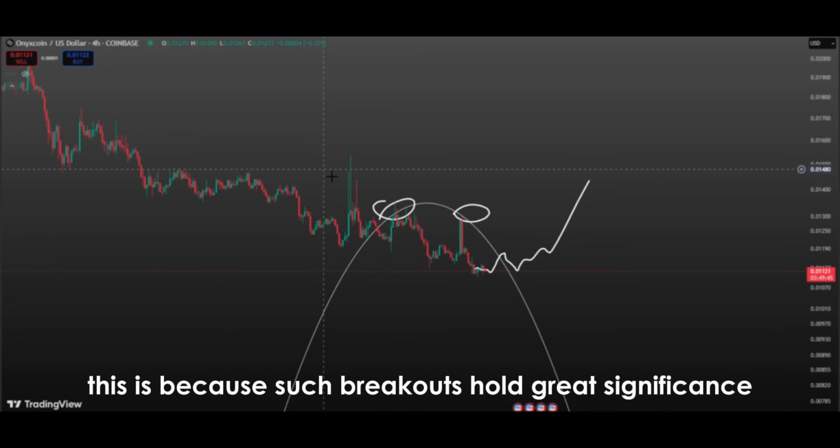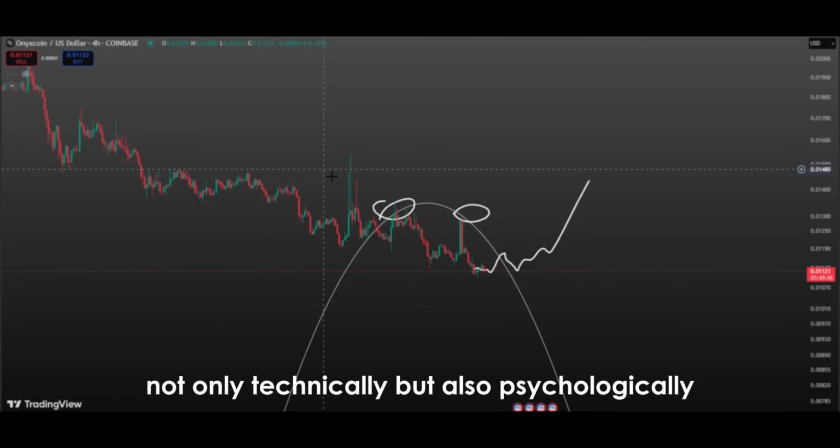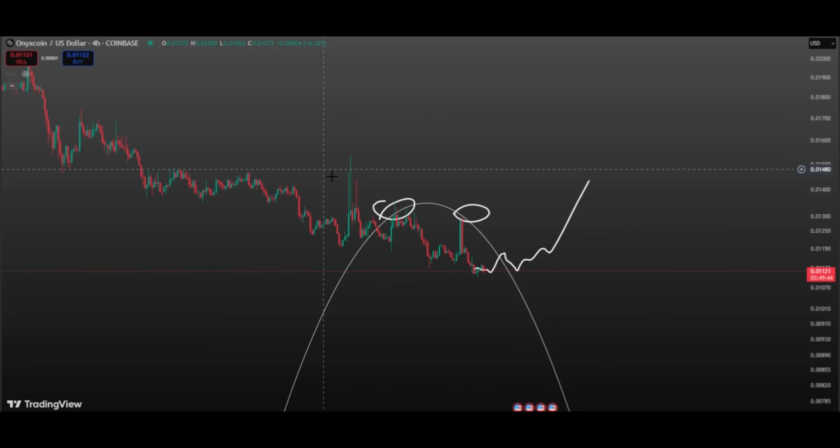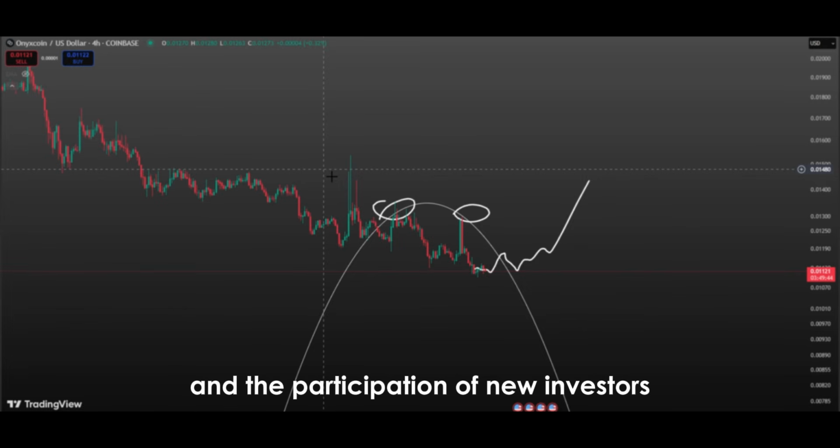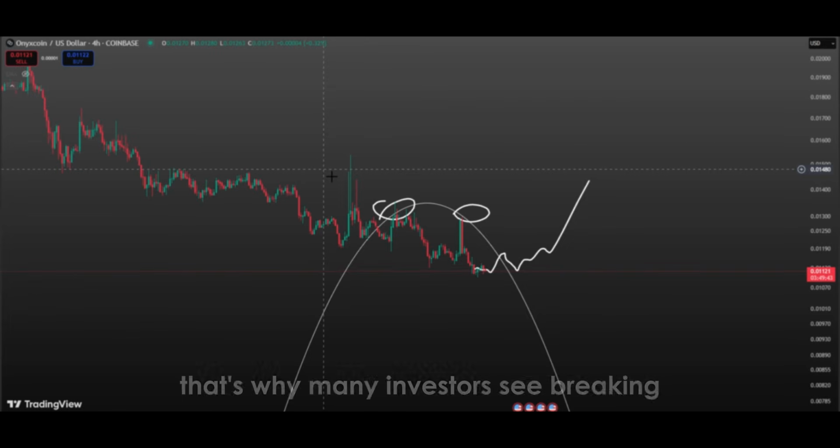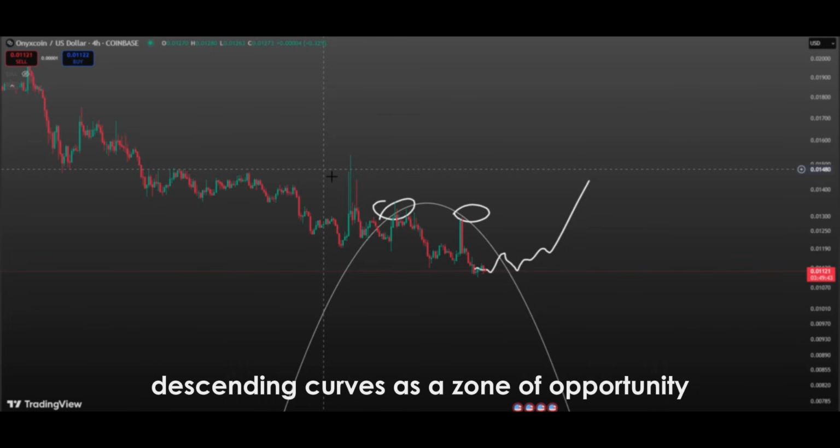This is because such breakouts hold great significance not only technically but also psychologically. Regaining investor confidence, improving sentiment in the market, and the participation of new investors give the price upward momentum. That's why many investors see breaking descending curves as a zone of opportunity.